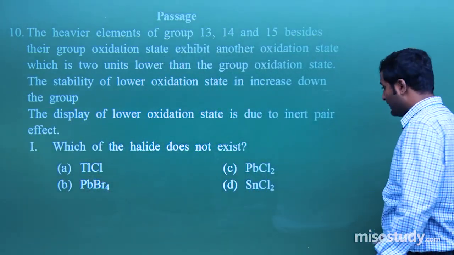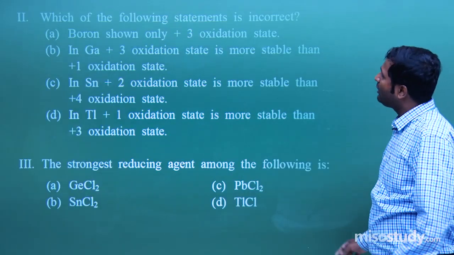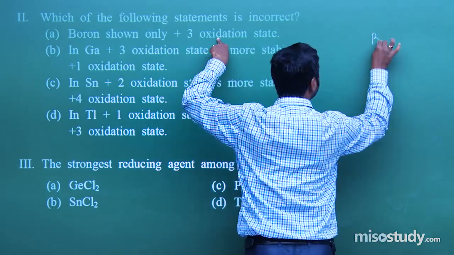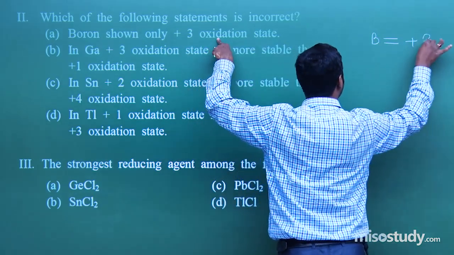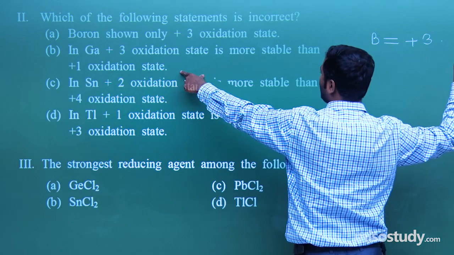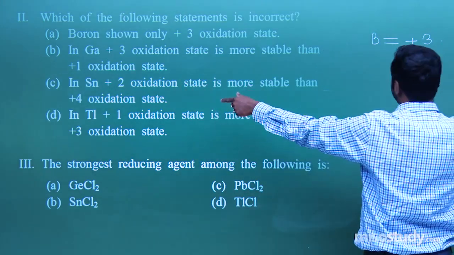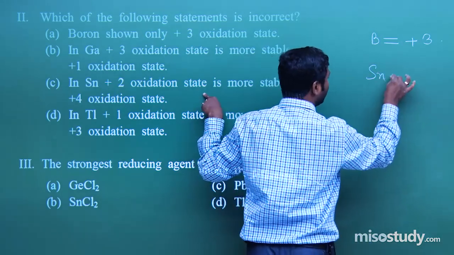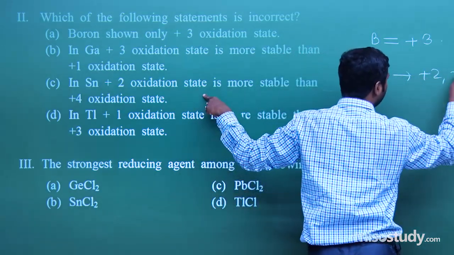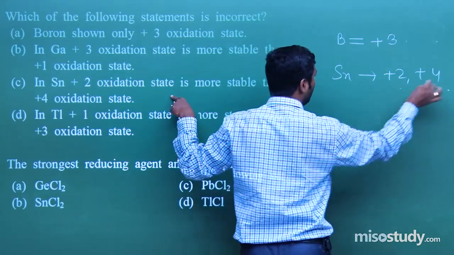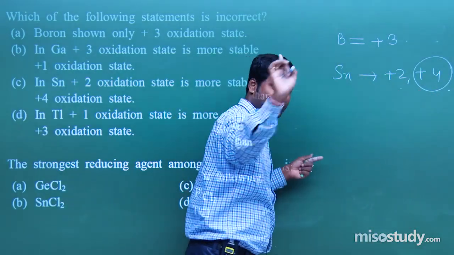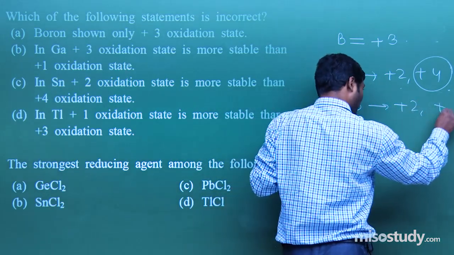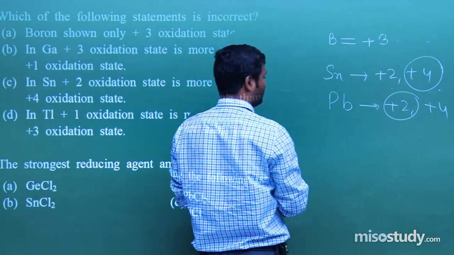Now next question is, which of the following statements is incorrect? Boron shows +3, as I told you. For gallium, the +3 oxidation state is more stable. Yes, definitely. For Sn, as we know, there are +2 and +4 oxidation states, and in the case of Sn the +4 oxidation state is more stable, but for Pb, +2 and +4 are possible, but the +2 oxidation state is more stable.